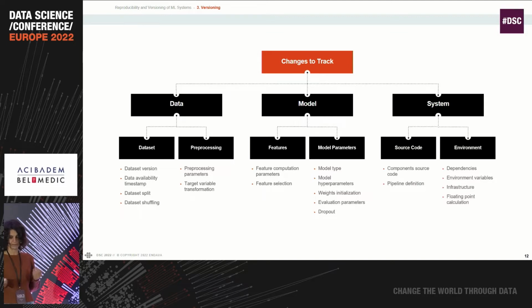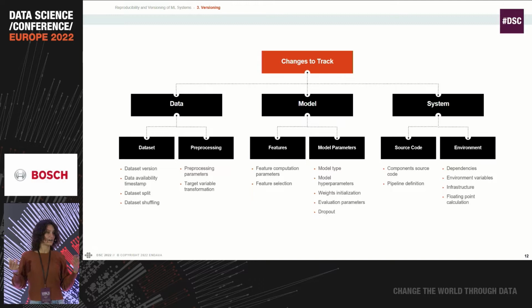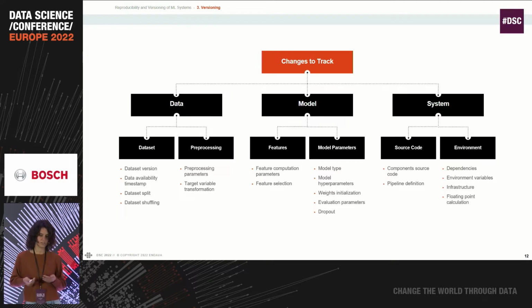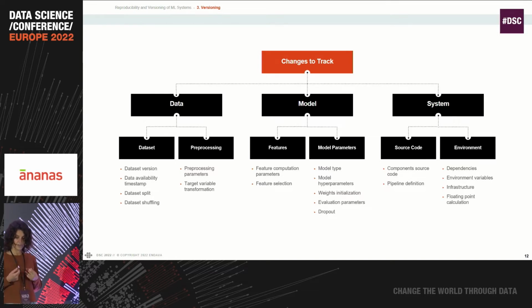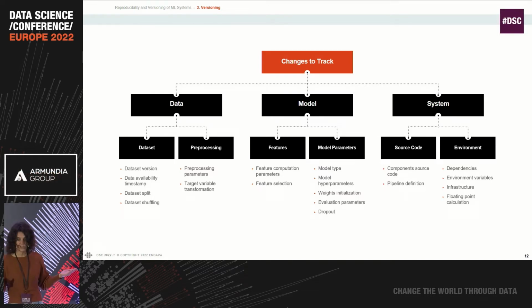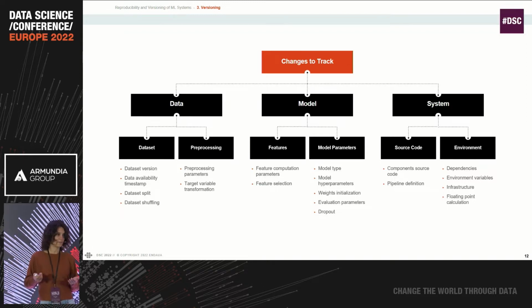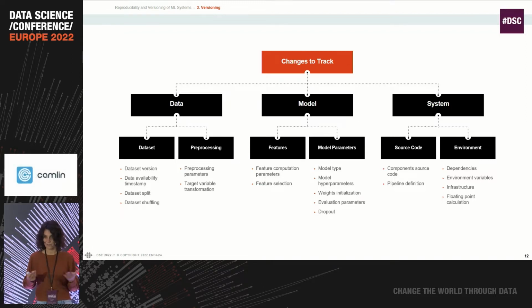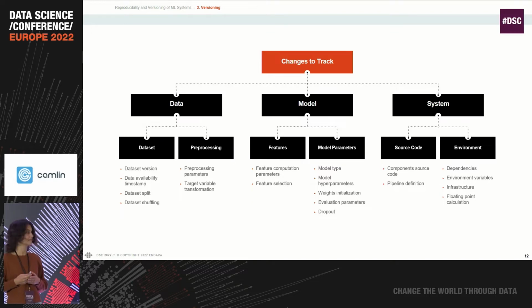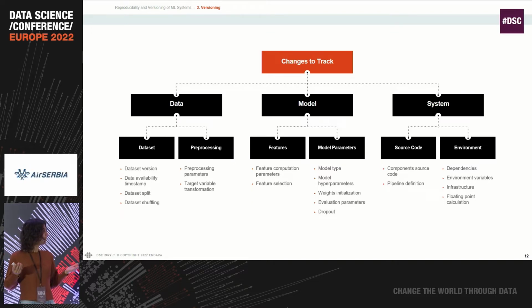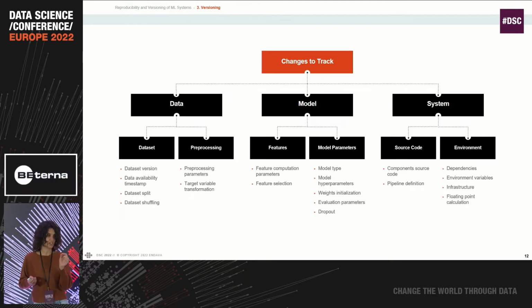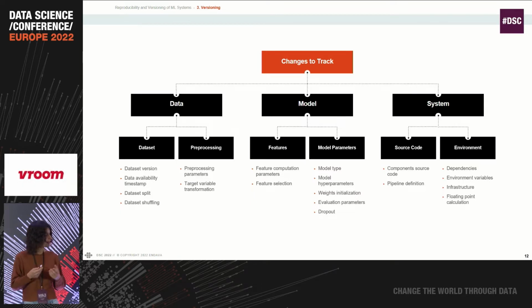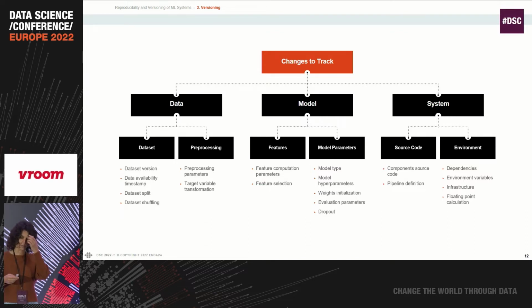evaluation, and then of course we also have some system parameters: source code of course, then we have the definition of our workflow, dependencies, certain libraries that we use, environment variables, infrastructure, maybe some floating point calculation, and God knows what. This list is for sure not exhaustive. But one thing that we have to keep in mind is that if we take just a single one of those parameters and change it, we might not get the same results anymore, right? So we have to track all the changes to ensure our reproducibility.